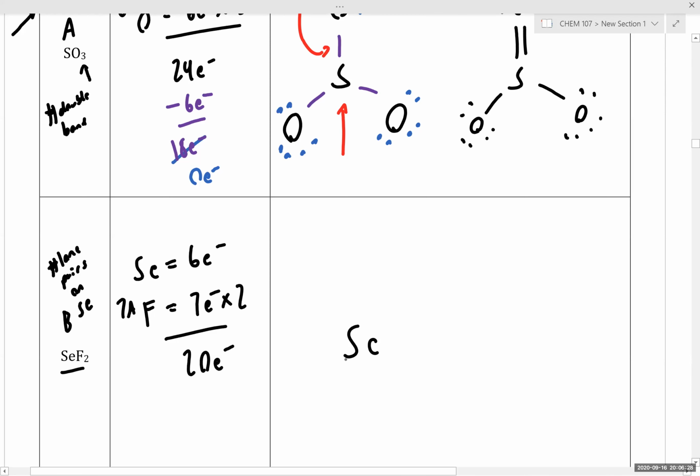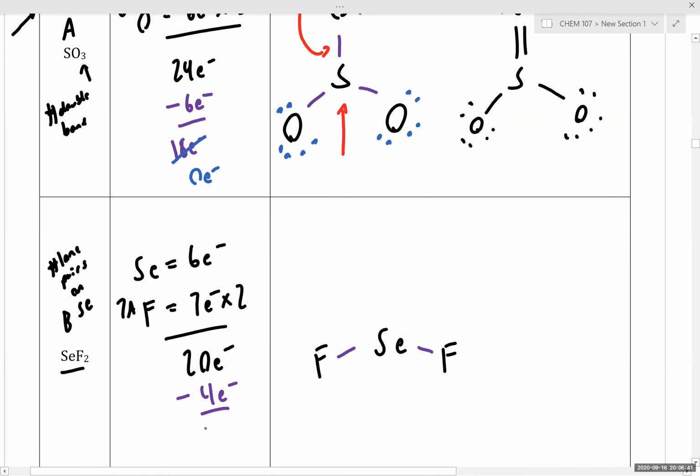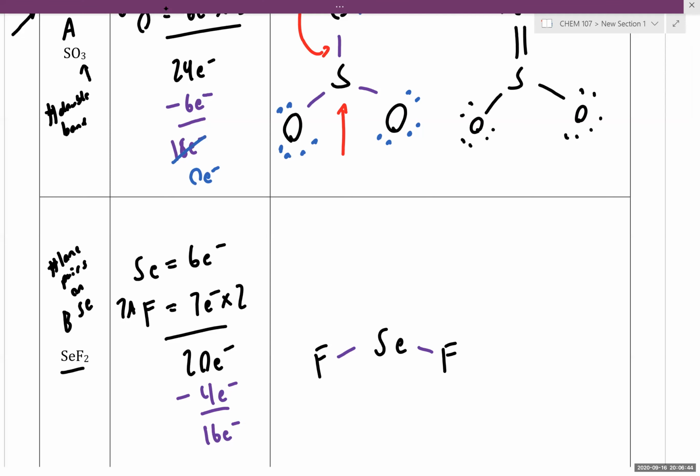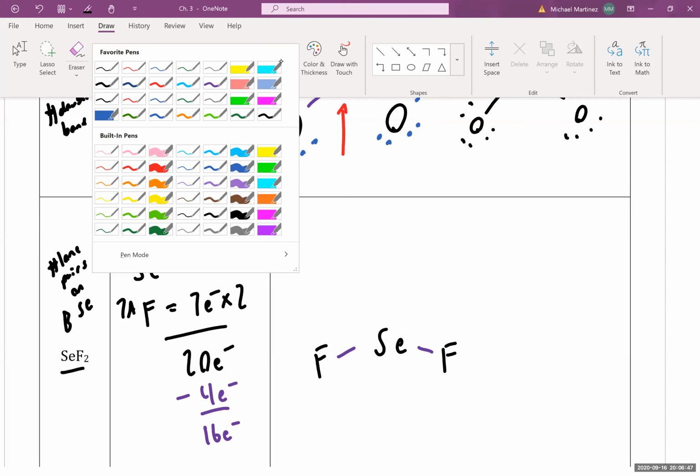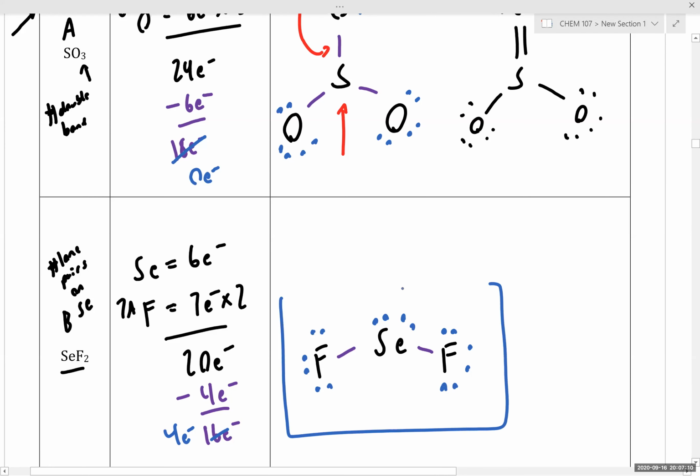So we put selenium as our central atom. We surround it with our 2 fluorines, and now we form 1 bond each. We use up 4 electrons, so we have 16 electrons remaining. Where do we place our lone pairs first? Fluorine, yep. 2, 4, 6, 8, 10, 12. We have 4 electrons remaining. So how many electrons do we give to selenium? 4, yep, 2, 4. So now in our structure, we fulfilled the octet rule for all of our atoms. So this Lewis structure looks great.